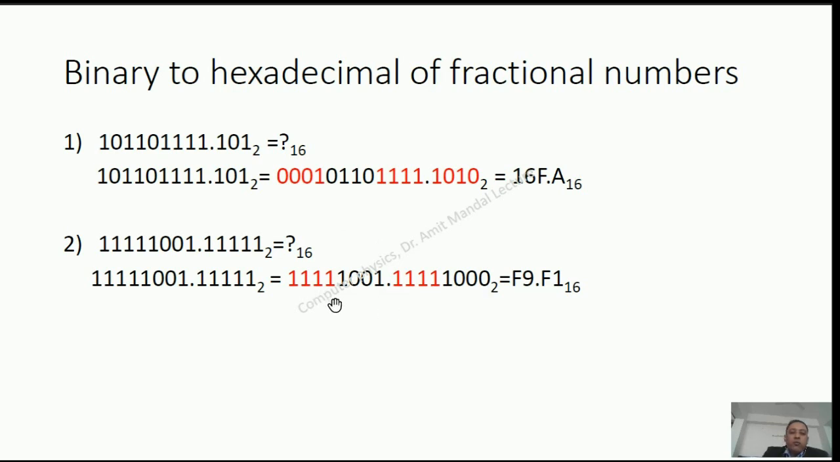Now consider the sets of 4 digits. 1111 is one set, which stands for F. 1001 stands for 9, then the point. Again 1111 stands for F, and 1000 stands for 8. So this is the hexadecimal representation of this fractional binary number. I hope that by this lecture you have understood the hexadecimal system and its various interconversions with other number systems. Thank you.